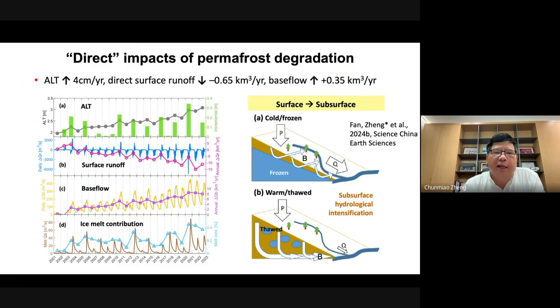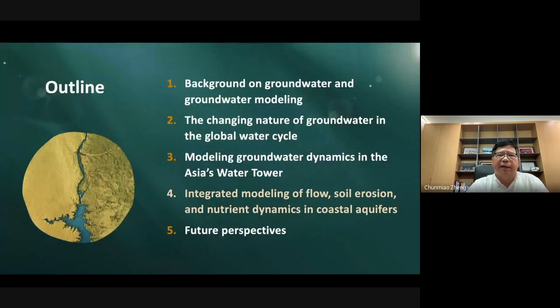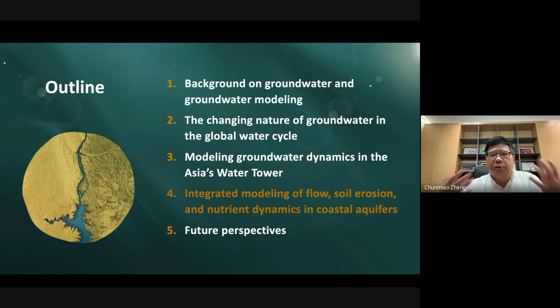Okay, so that can summarize our study on the groundwater dynamics in the Tibetan Plateau, the last frontier of groundwater research. And then the next case study is a little different. It's integrated modeling of flow, soil erosion, and nutrient dynamics. This time we account for both the flow and the mass transport in coastal aquifers.